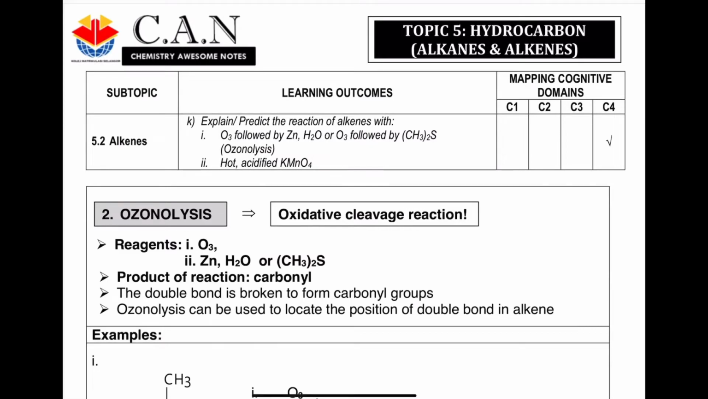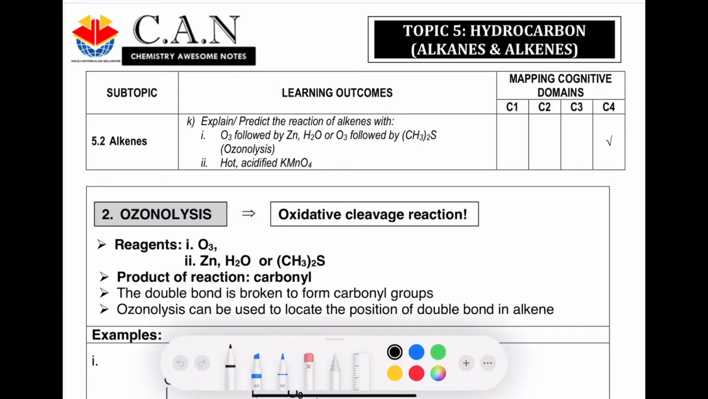Greetings. In this video, I'm going to show you another reaction involved for alkenes, but this time it is not related with addition reaction. As you can see here in this learning outcome, we are going to learn about the reactions of alkene with ozone, followed by zinc, water, and this is also known as ozonolysis. And then the second one is the reaction of alkene with hot acidified potassium permanganate.